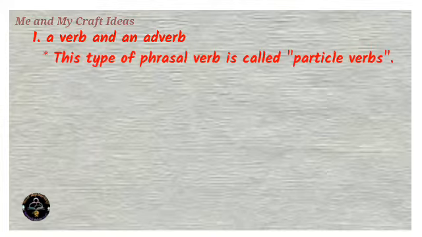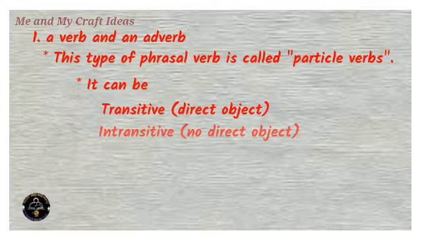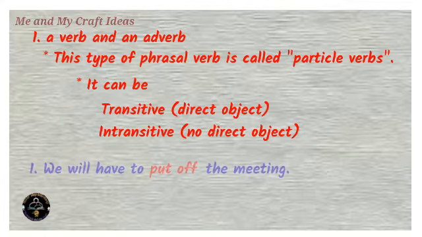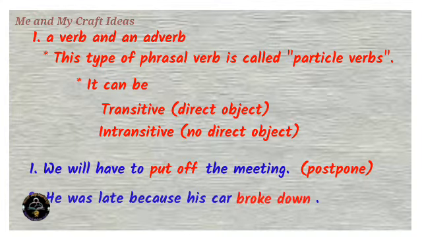Let's see the first type, that is the phrasal verb in the combination of a verb and an adverb. This type of phrasal verb is called particle verbs, and it can be transitive or intransitive. We can see some examples. We will have to put off the meeting. He was late because his car broke down.